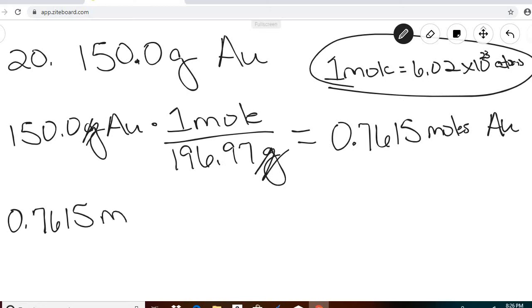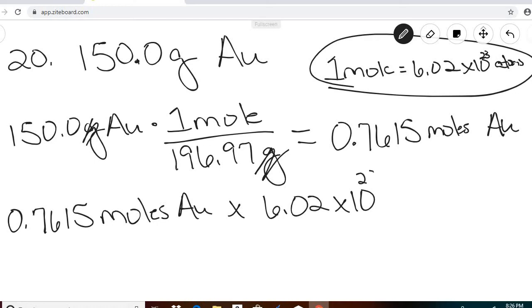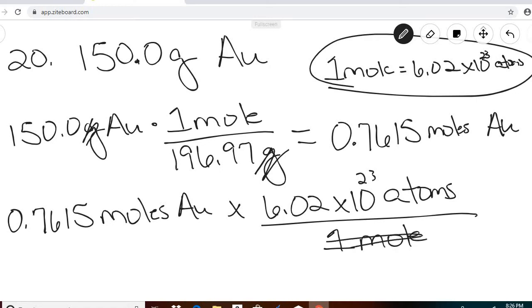0.7615 moles of gold times 6.02 times 10 to the 23rd atoms in 1 mole. Okay, so moles are going to cancel. You'll be left with atoms of gold. And with 4 significant figures, you will get 4.584 times 10 to the 23rd atoms.